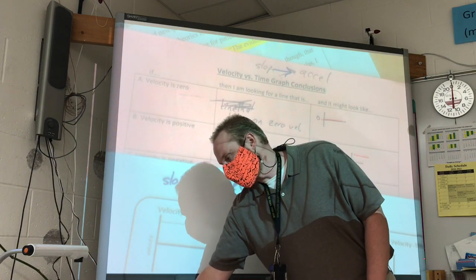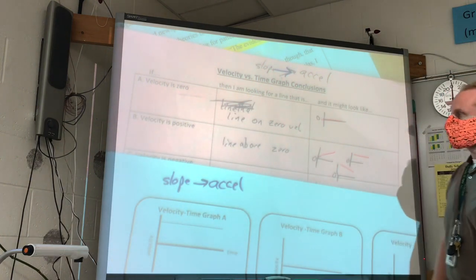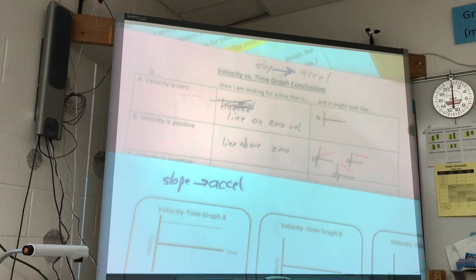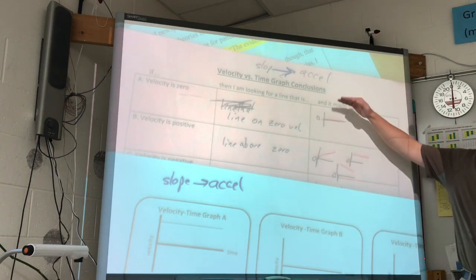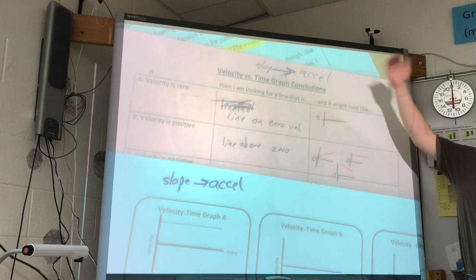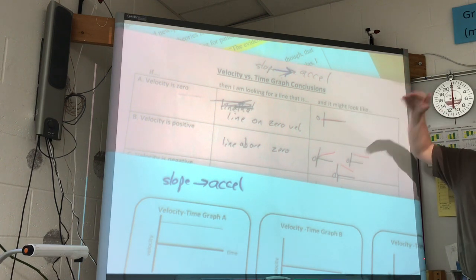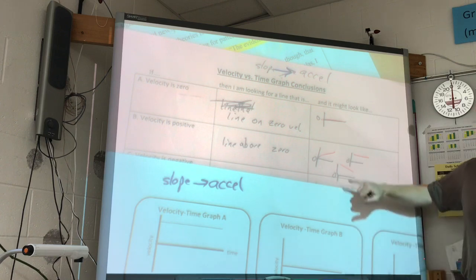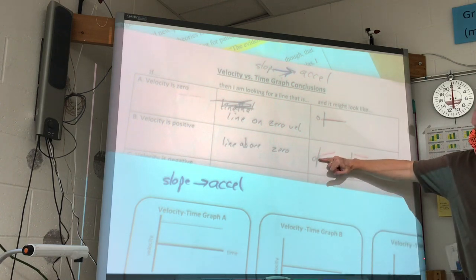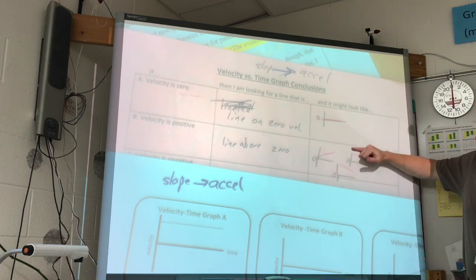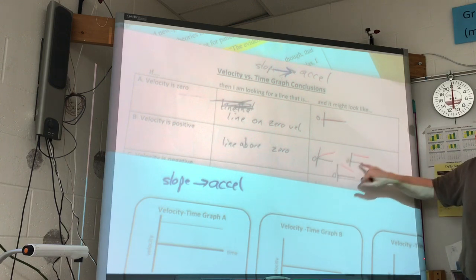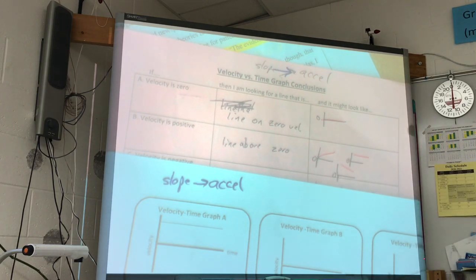How do we know if it's positive? Well, again, velocity is directly on our y-axis. So if we have a value that's above the 0 line, that's a positive velocity. It goes positive 1, positive 2, positive 3, positive 4 as we go up. These three graphs are all examples that have a value above the 0 mark. Now, some of them have no slope, some have a positive slope, some have a negative slope, but they're all above that line, which means they all have a positive velocity.